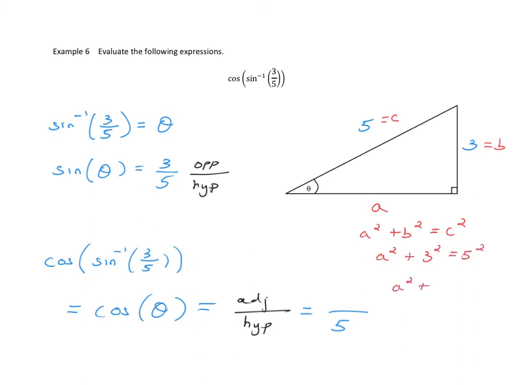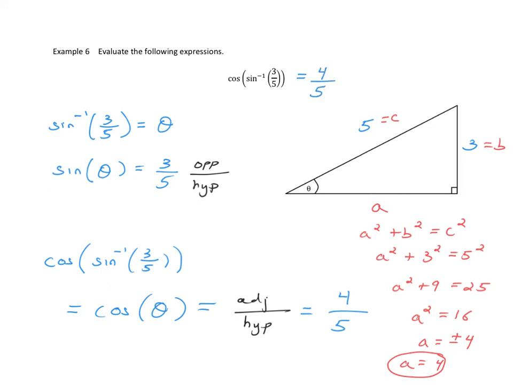A squared plus 9 is equal to 25. If I take 9 from both sides, I get that A squared is equal to 16. If I take the square root of both sides, I get A is equal to plus or minus 4. But here we're talking about length, and therefore 4 is going to be the length of the adjacent side. So what is the answer to this problem? It is 4 over 5.